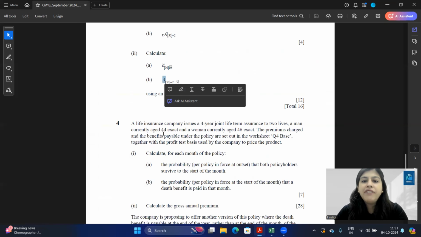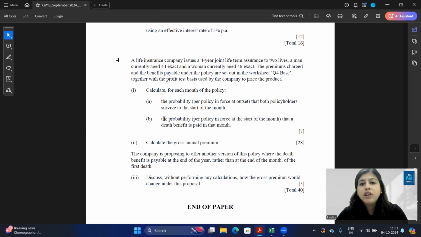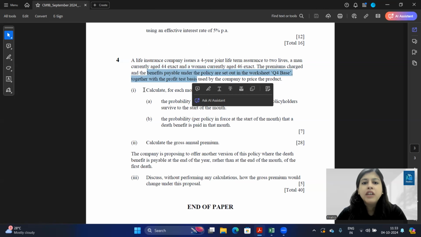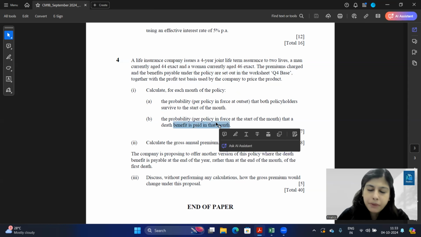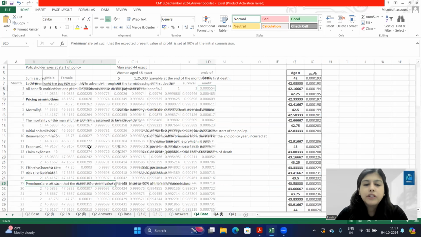Question 4. A life insurance company issues a 4-year joint life term insurance to two lives, a man currently aged 44 exact and a woman currently aged 46 exact. The premiums are charged and the benefits are payable as set out in the worksheet, with the profit test basis used by the company to price the product. Calculate for each month of the policy the probability per policy in force that both policyholders survive to the start of the month or that the death benefit is paid at the end of the month.